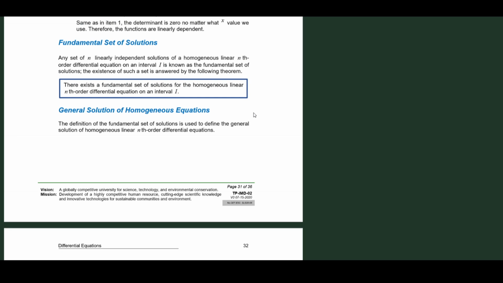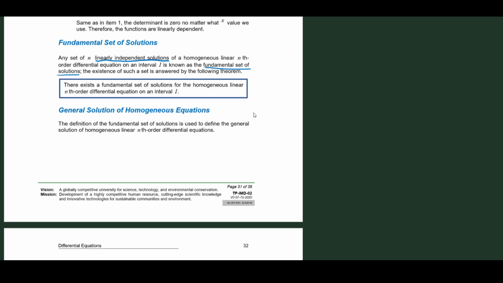Any set of n linearly independent solutions of a homogeneous linear nth order differential equation on an interval I is known as the fundamental set of solutions. So the topic of linear independence is significant here, right? The existence of such a set is answered by the following theorem.